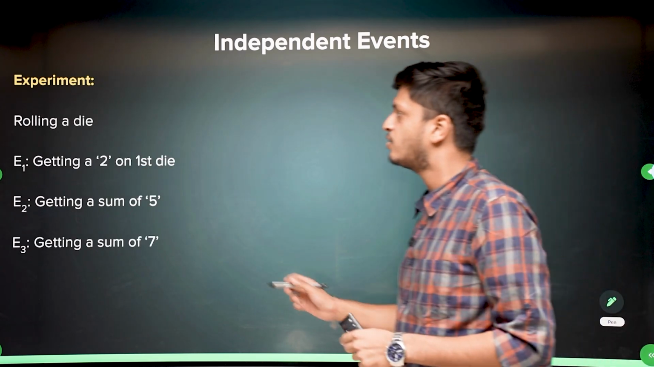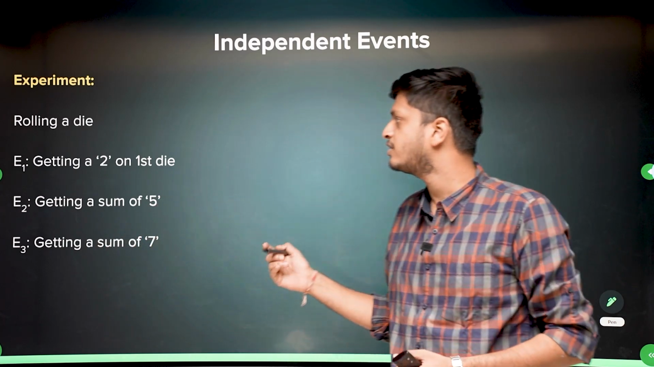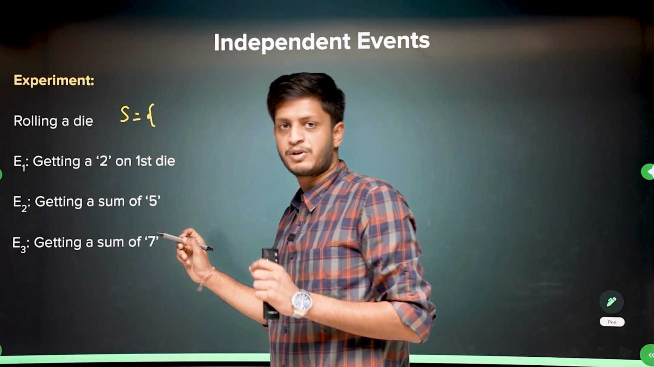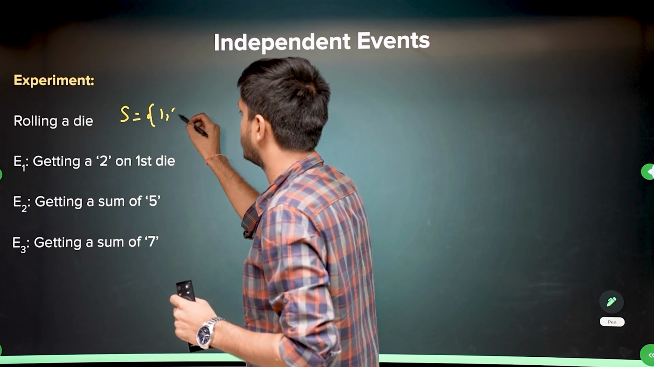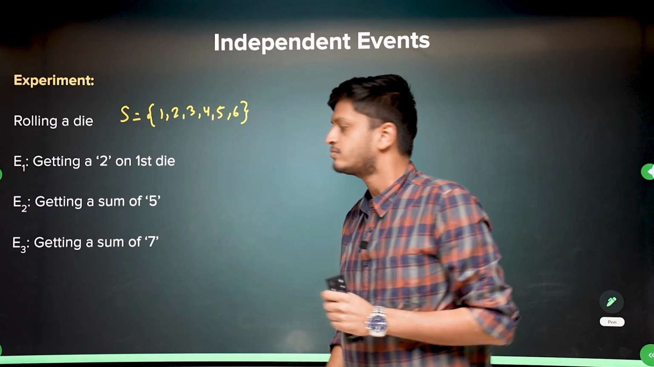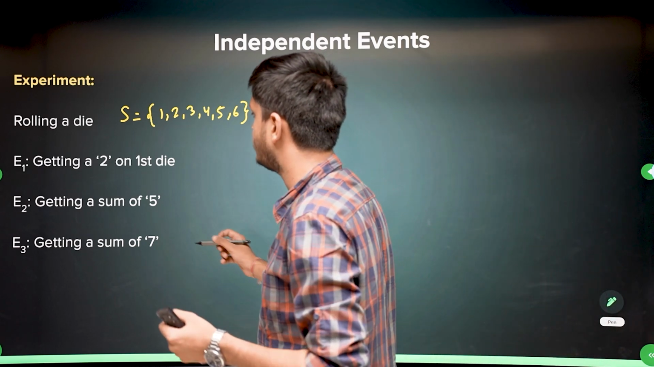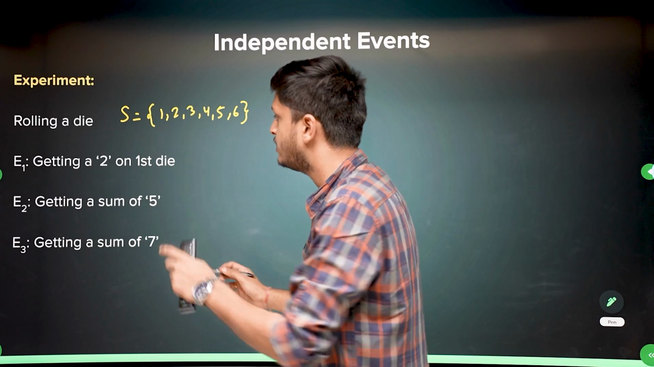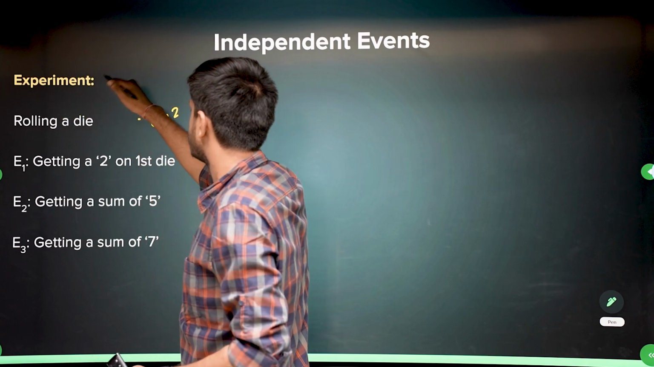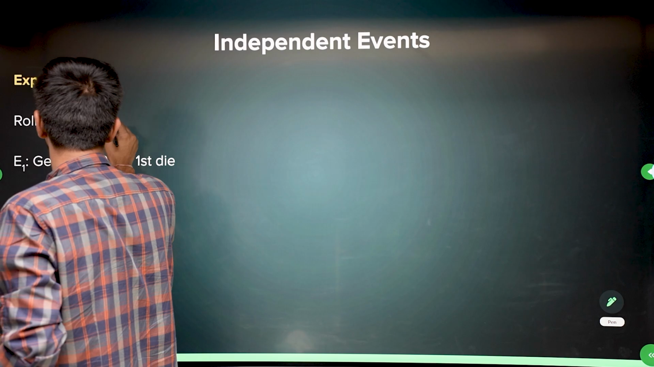This is the second experiment. You are rolling a die. Now this example is not obvious. So you are rolling a die. What is the sample space? It contains 6 possible outcomes: you can get a 1, 2, 3, 4, 5 or 6. Basically, getting a 2 on the first die, getting a sum... So you're rolling 2 dice actually, there is a mistake here. Since in the events they are talking about 2 dice, the experiment is rolling 2 dice.